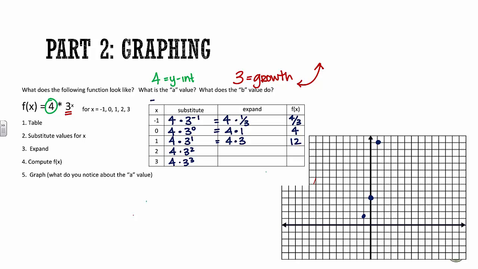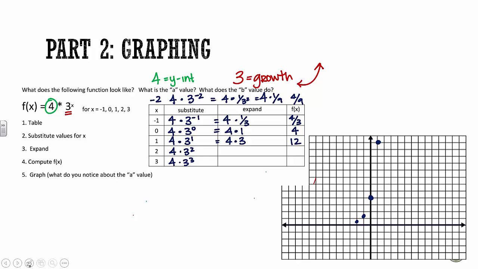So let's go backwards one more and make one more point. So if I plug in -2, remember that that is 1 over 3 squared, which is 1/9. And you end up with 4/9, which is about 0.44, so somewhere about right here.